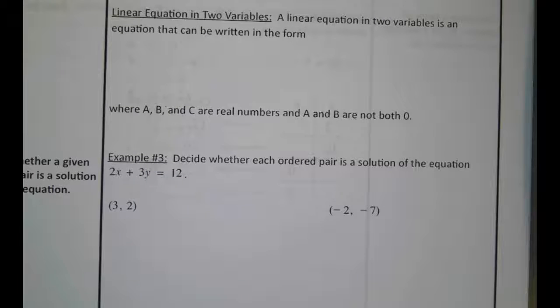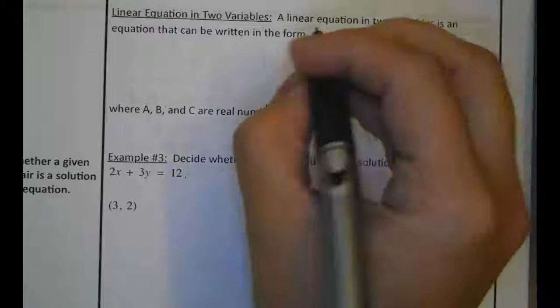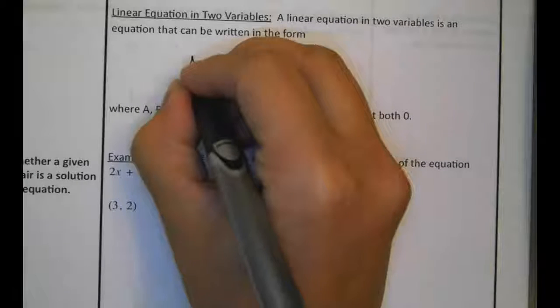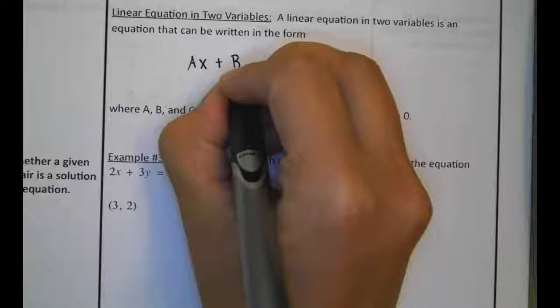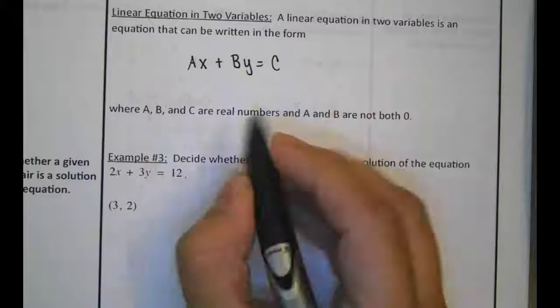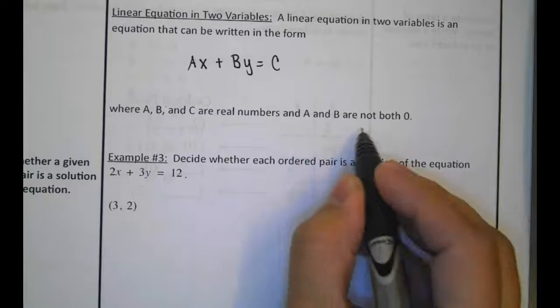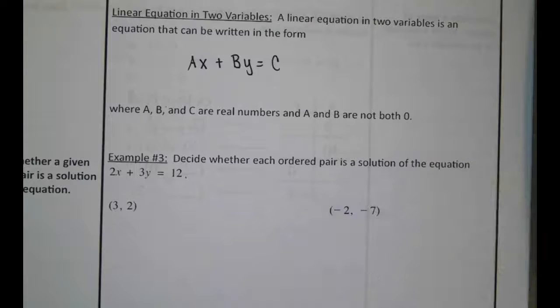A linear equation in two variables. A linear equation in two variables is an equation that can be written in the form ax plus by equals c, where a, b, and c are real numbers and a and b are not both 0.